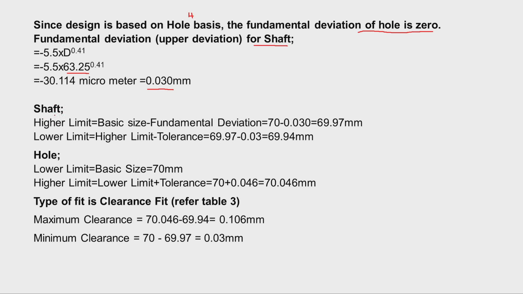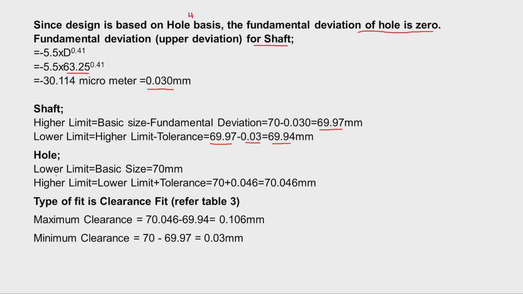Now, the higher limit for the shaft is equal to the basic size of the shaft, that is 70 millimeter, minus the fundamental deviation, that is 0.03 millimeter. So, we get the higher limit as 69.97 millimeter. Similarly, the lower limit of the shaft is the higher limit of the shaft minus the tolerance. The higher limit is 69.97 and the tolerance value for the shaft is 0.03. So, this will give us a lower limit of 69.94 millimeter.